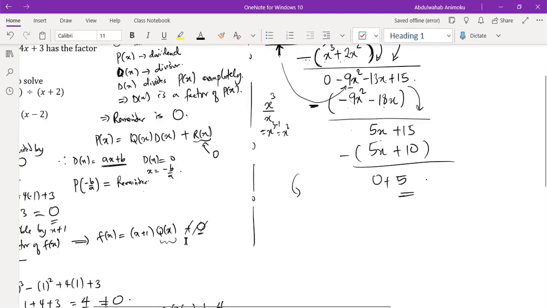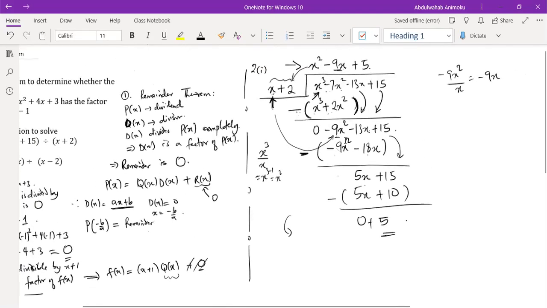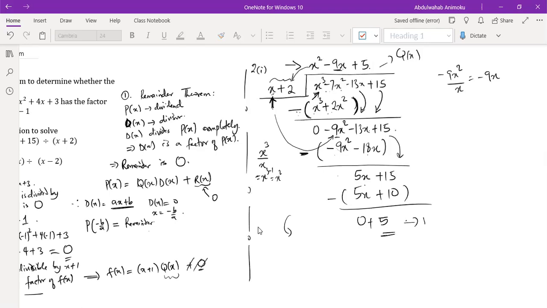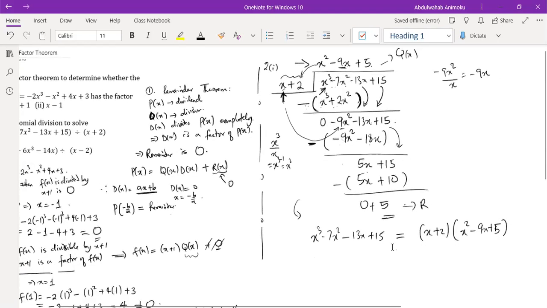So this means that our initial polynomial, this is the quotient q of x, and this is the remainder r. Okay, so which means that the initial polynomial, which is the dividend, can be written as the divisor multiplied by the quotient plus the remainder, right?